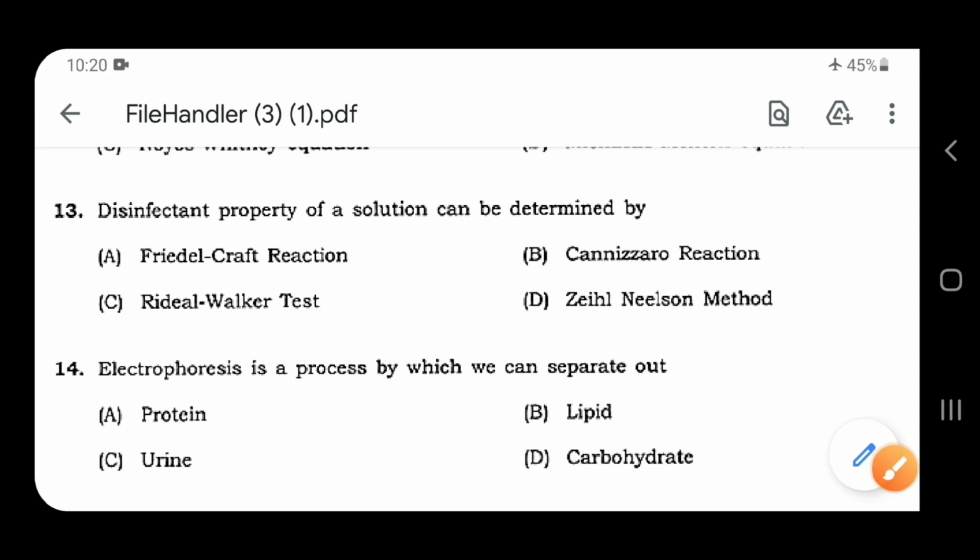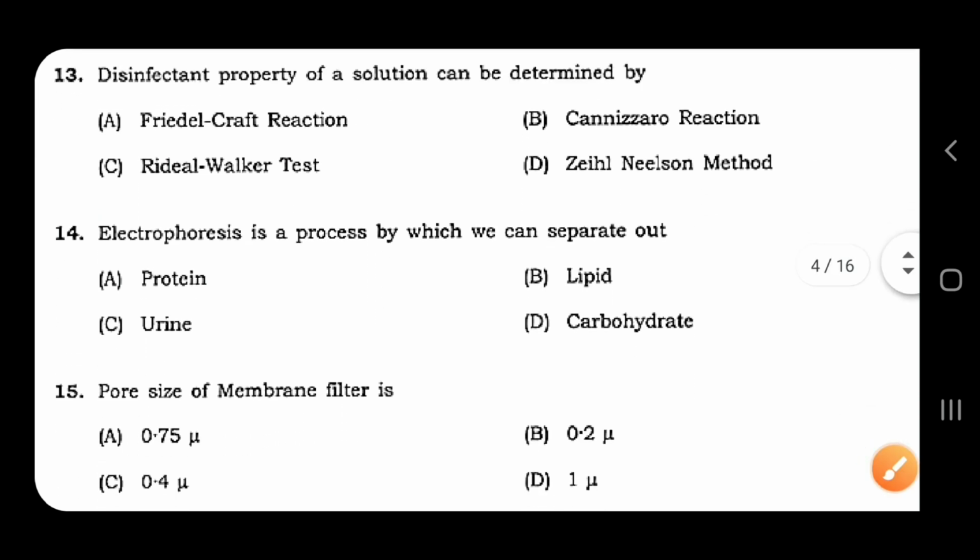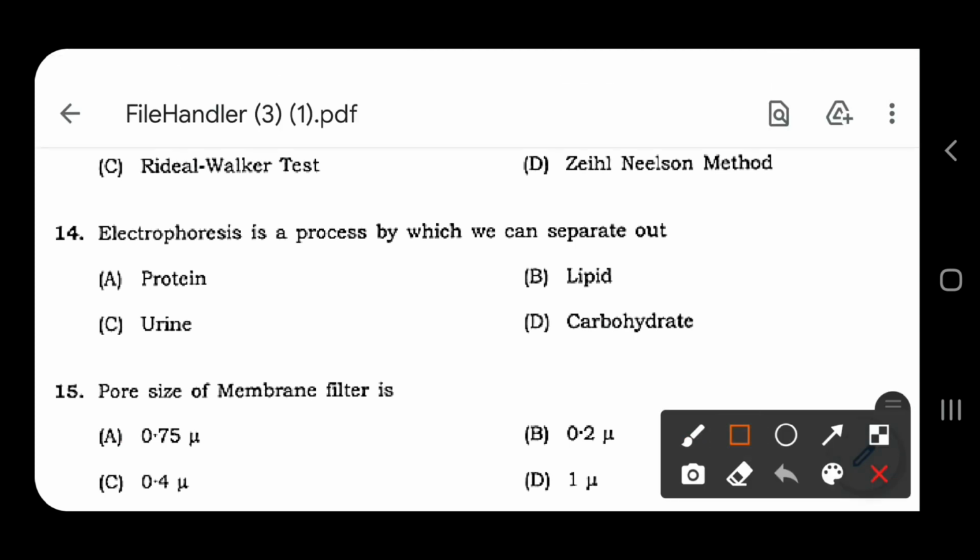Next is question number 14. Electrophoresis is a process by which we can separate out the options: protein, lipid, urine, carbohydrate. Here the correct answer is protein.